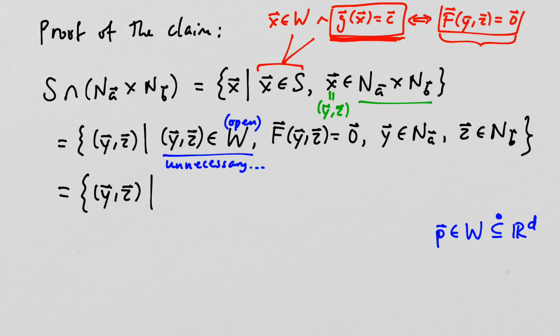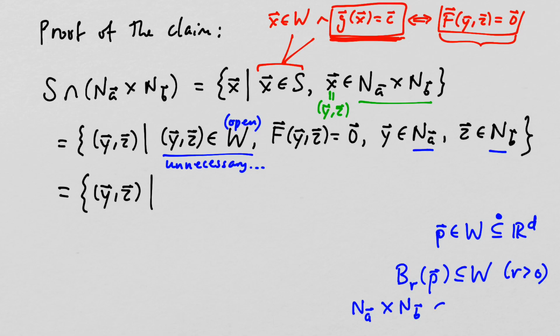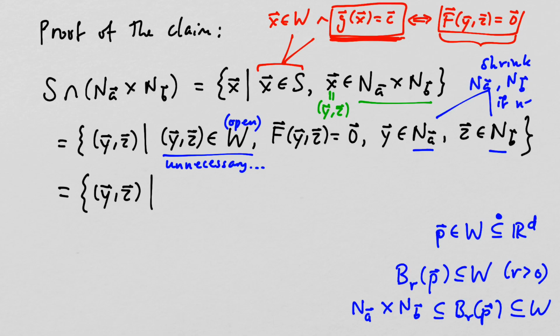Okay. That means that there's a ball around P that's fully in W. Like there's some ball around P, right, which is fully in the set W, where the radius is positive. Now within that ball, we can basically shrink these two neighborhoods if necessary, so that that Cartesian product ends up being within that ball, and therefore also within W. Okay, but we have to shrink both of these neighborhoods if needed.